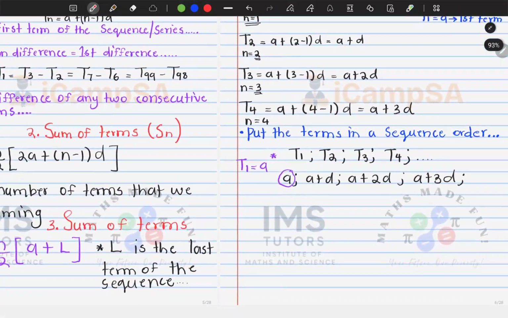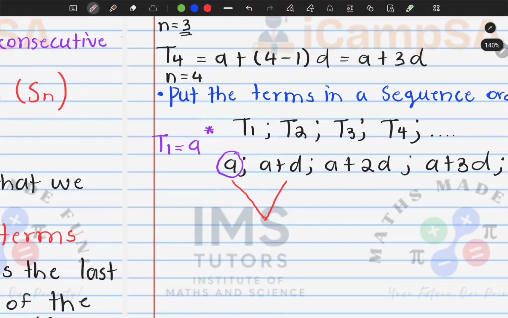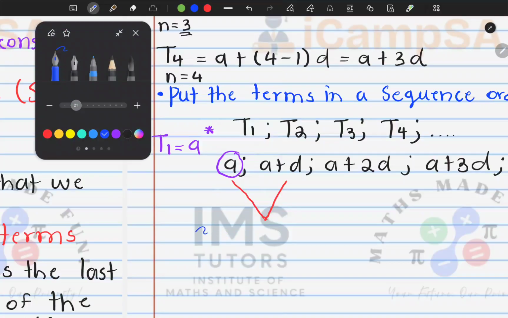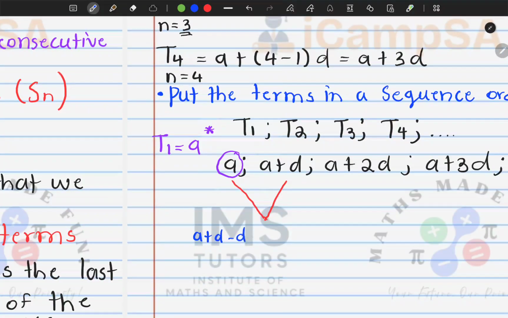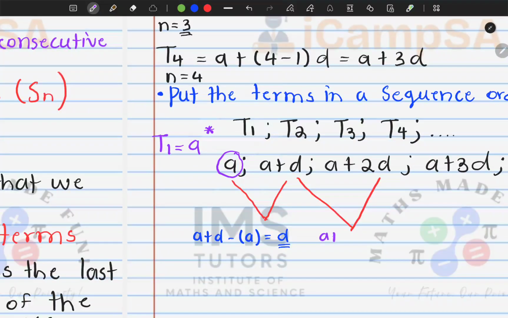Then let's start looking at the differences, okay? So let's take this one minus this one. If you observe carefully, a plus d minus the first term, which is a, you will see that the answer becomes d. Let's go and do it with the second term. If you observe carefully, we'll have a plus 2d minus a plus d. If you do the maths here, you will see the a's will cancel, and the answer which will be left will be d.